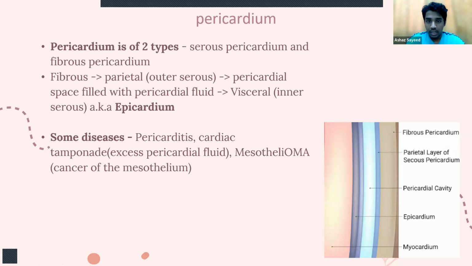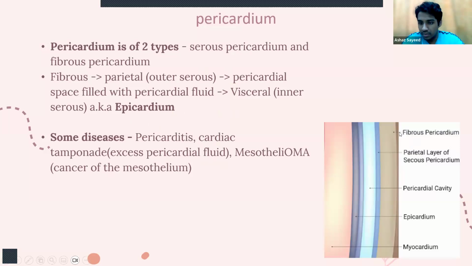Then you have something called the visceral pericardium. The other name for this is the epicardium. Remember this name. Visceral pericardium is equal to the epicardium. They are the same thing. Don't get confused. So these are some diseases associated with the pericardium. It's not really that important, I would say. Know it. The most important, I would say, is cardiac tamponade. The others are not really relevant.